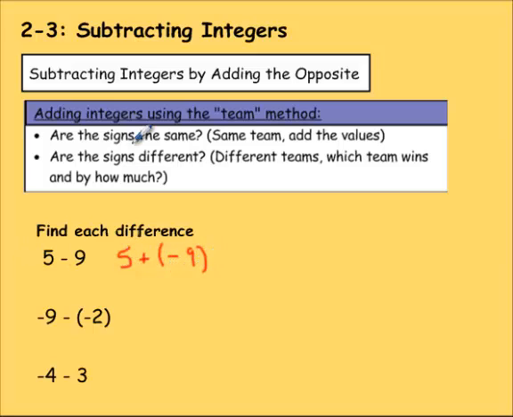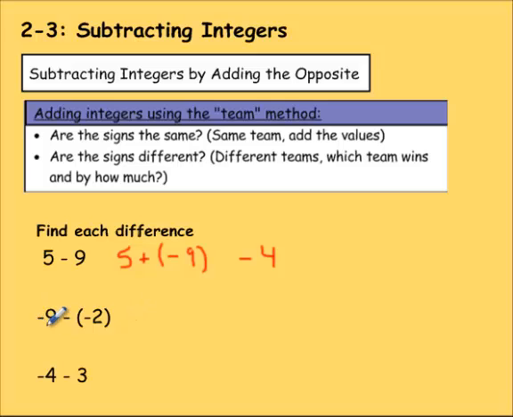Right? So are the signs the same? We have a positive, we have a negative, so they're different, right? That means they're playing for different teams. Which team wins, the positives or the negatives? Well, the 9 has a higher absolute value, so the negatives win. By how much? By 4, right? 9 is 4 bigger than 5. So our answer would be negative 4.